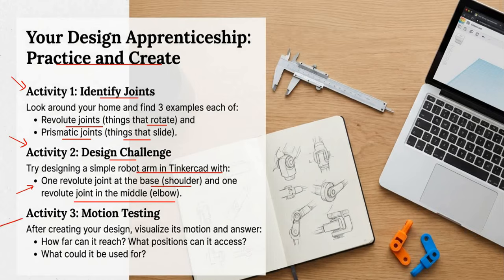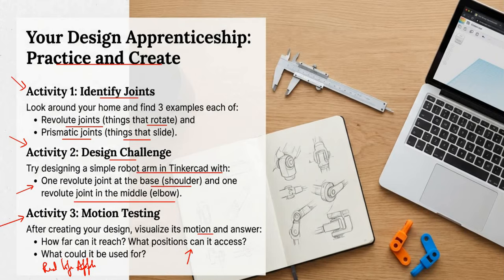And then finally, we have activity 3, where we do motion testing. Basically, after creating your design, try to visualize its motion and answer: How far can it reach? The distance covered. What positions can it access? And what can your robot be used for? Real life applications. Think of it. What is useful? Is there any real use for it? Can it really help a person?